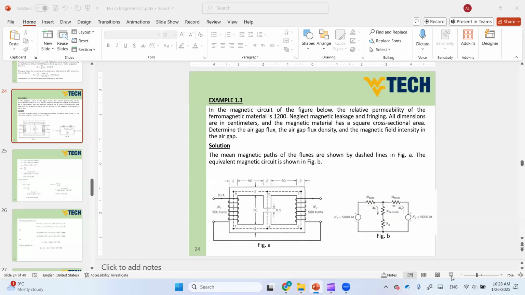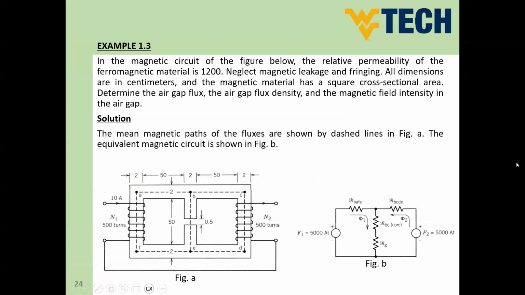Hi everyone. Today we will continue discussing our topics in magnetics. Last class we stopped at this point here, example 1.3. So let me just refresh your knowledge again. What we are discussing is magnetic circuit and convert magnetic circuit into electrical circuit or equivalent electrical circuit, and then start analyzing these circuits.